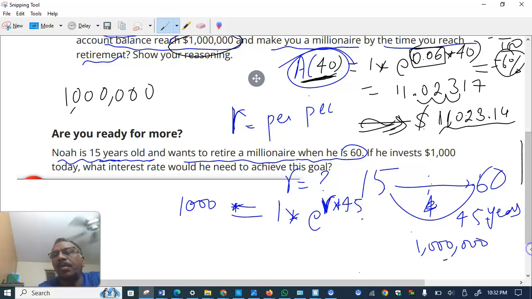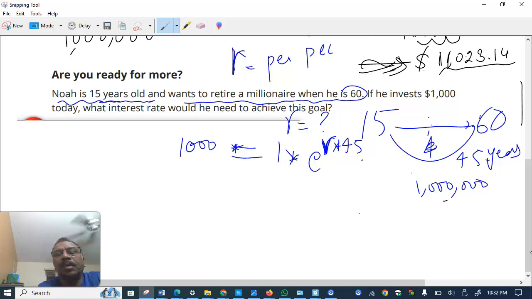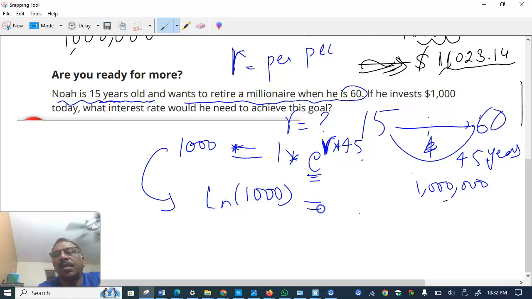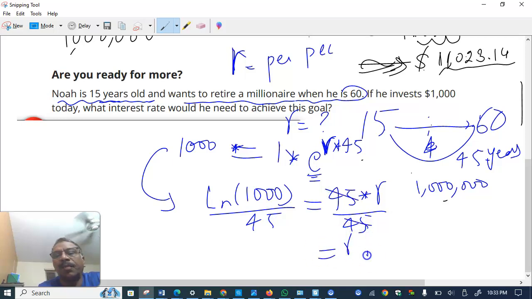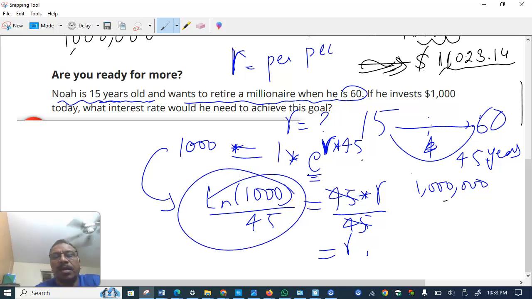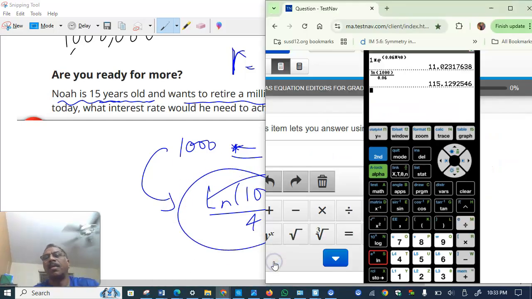See, and when you put this in the logarithmic form, so I want to write this exponential to ln form, so it becomes ln of 1,000 equals 45 times r, and then you divide by 45, and this goes up when you get r equals this piece. So we'll put this on the calculator and see the ln of 1,000, close it, and divide by 45.